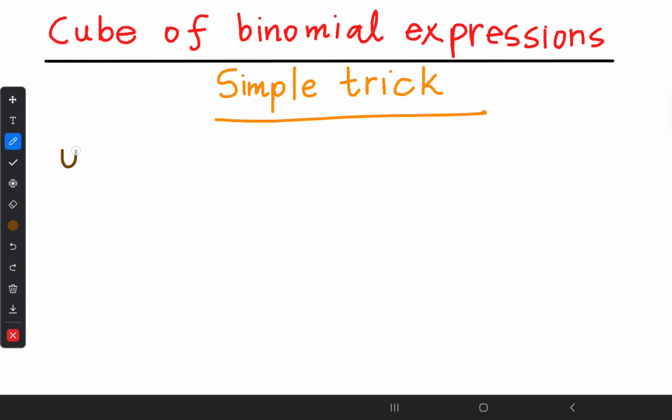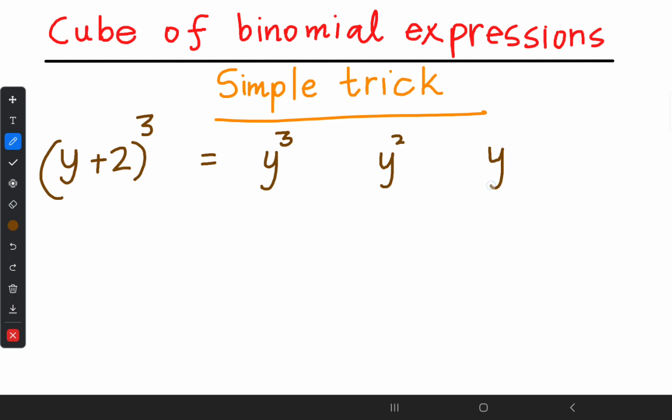If I have y plus 2 cube, okay, first I have to write the y cube, y power of 2, y power of 1 and y with the power of 0. Thereafter 2 cube from the last, 2 cube, 2 with the power of 2, 2 with power of 1, 2 with power of 0.